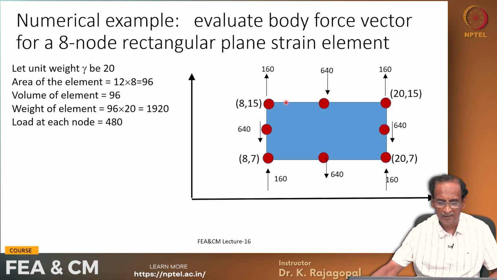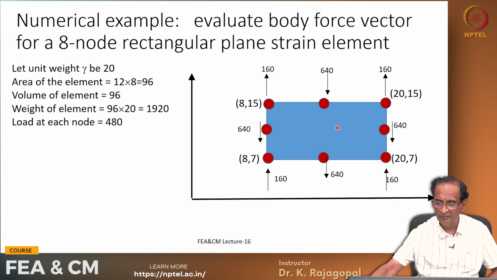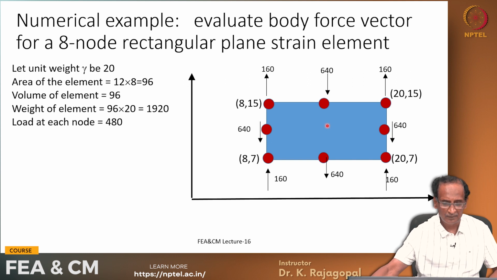See, this N transpose B calculation is done for an 8 node element, and our gravity force is acting down, but then you see at these 4 corner nodes the force is going up, whereas at the 4 mid-side nodes the force is going down, 640, and of course the total of all the 8 nodes adds up to the total weight of the element, 1920.